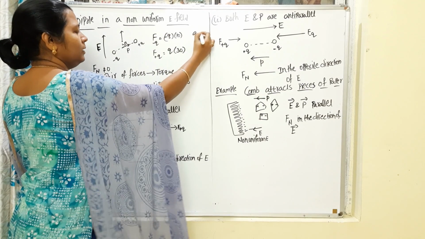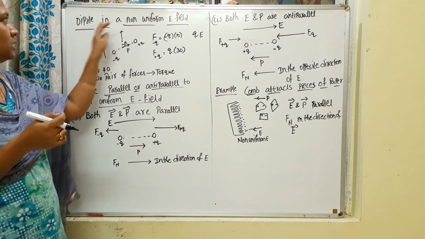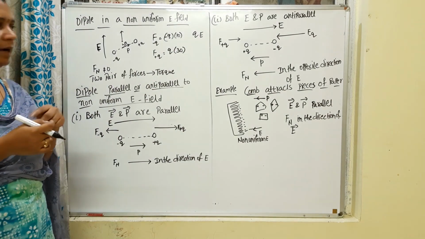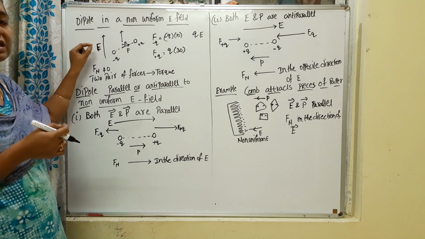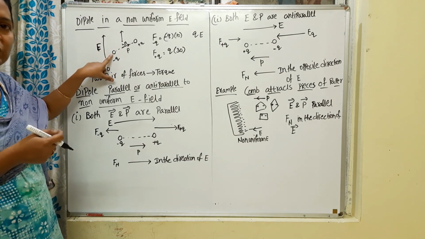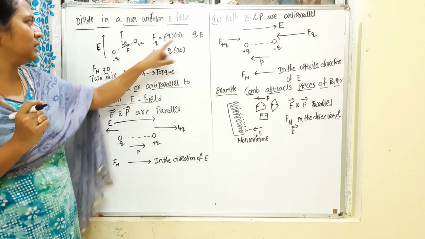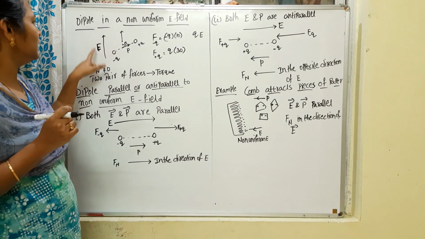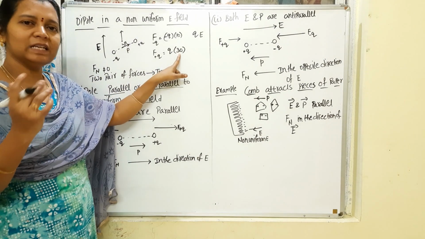The formula is QE, and here E is not a constant because it is a non-uniform electric field. I am assuming that this arrow indicates the increasing electric field, meaning that the magnitude of the electric field goes on increasing. So at the location of minus q, let us say the magnitude of the electric field is 10 units. And at the plus q charge, it goes on increasing. Let us say the field at this plus q charge is 30 units.